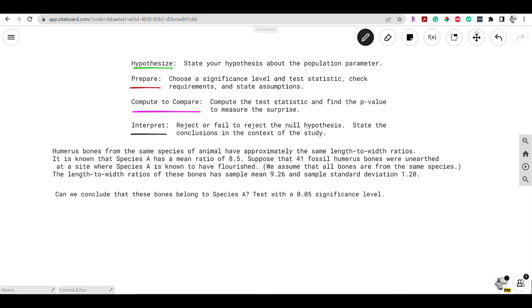So I'm going to go ahead and read the problem one more time. It says, humerus bones from the same species of animal have approximately the same length to width ratio. It is known that species A has a mean ratio of 8.5.